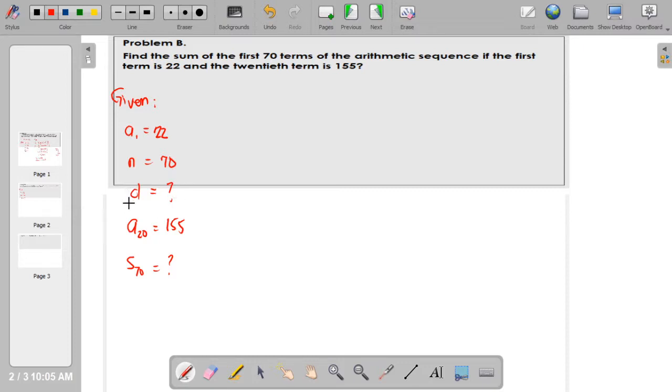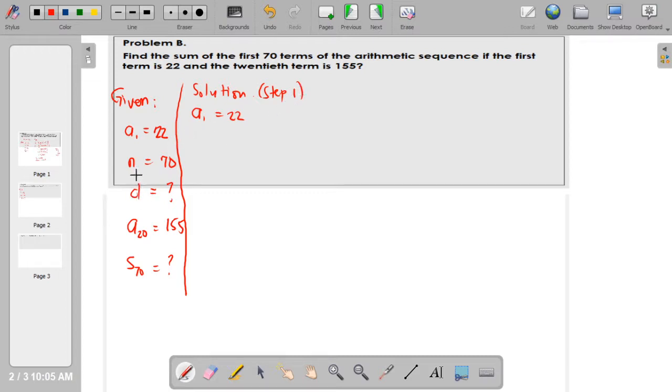So what are we going to do? What we're going to do here is use this given information. Here is our solution. The first thing that we have to do is to find the common difference. To find the common difference, we're going to need our a sub 1, which is equal to 22. This is going to be our step 1: find the common difference.